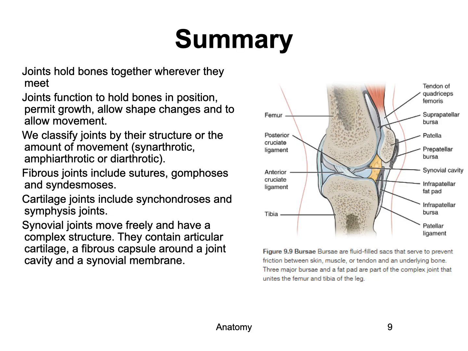So, summary: joints hold bones together wherever they meet. They hold the bones in position. They permit growth, shape changes, and allow movement, excuse me. We classify the joints by either their amount of movement or by the types of tissues involved. For us, we're going to focus on the types of tissue. Fibrous joints include sutures between the bones of the skull, the gomphosis, which hold the teeth in their socket, or call them periodontal ligaments, and the syndesmoses that hold parallel long bones together and in position.